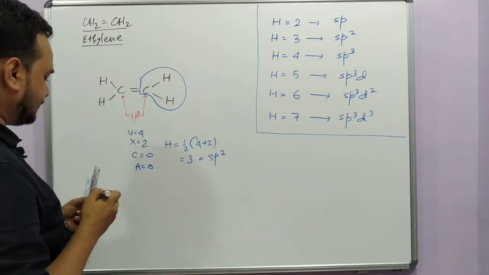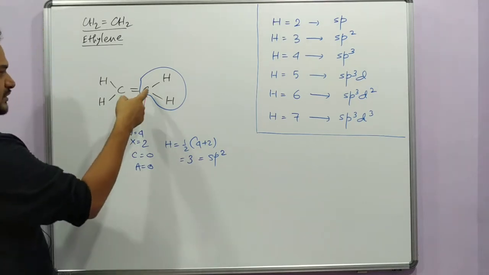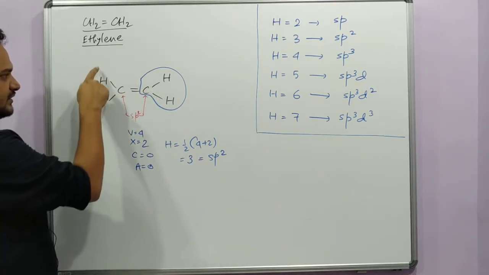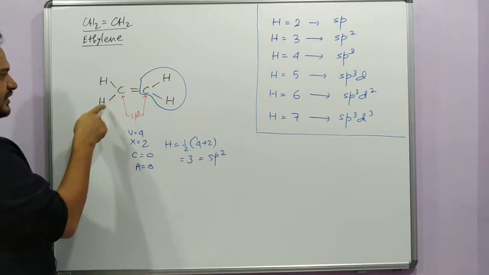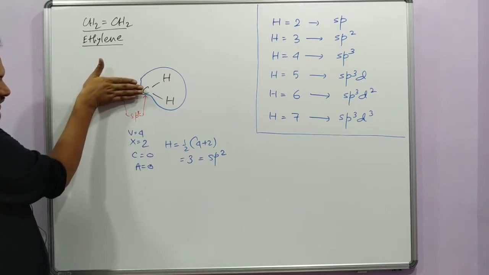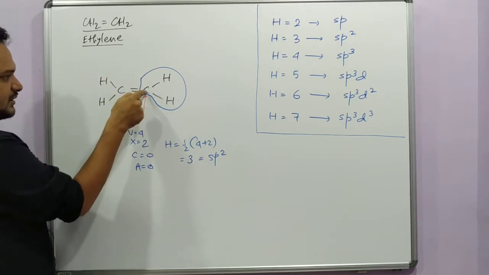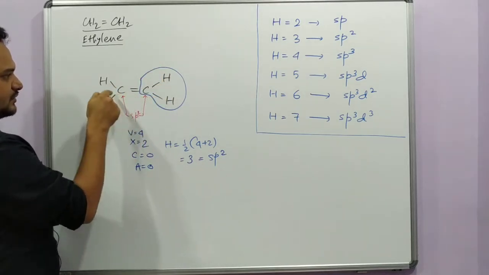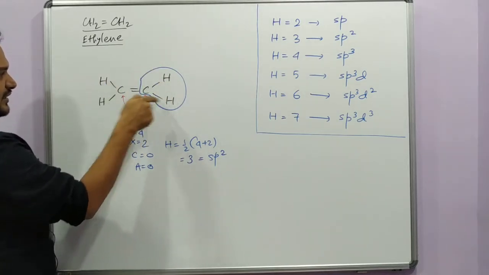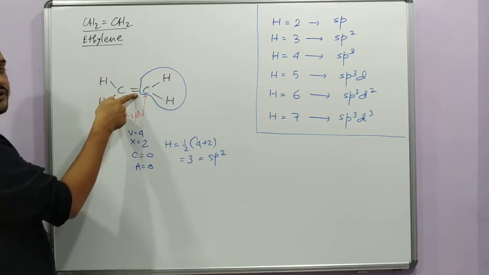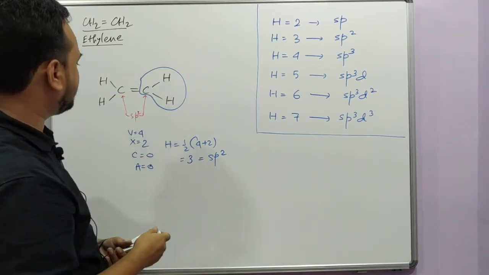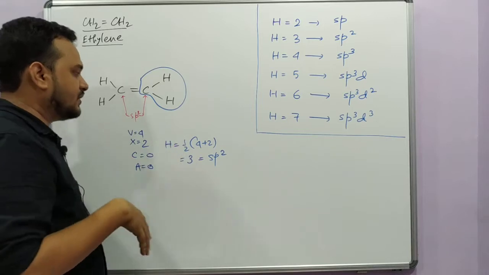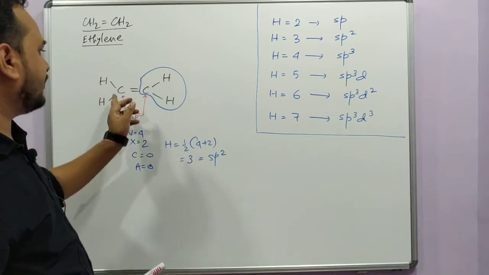Okay, and sp2 means trigonal planar. So this carbon and these 2 hydrogens, these 3 are at the 3 vertices of a triangle, giving this a trigonal planar geometry. For this carbon also, this carbon and these 2 hydrogens, these 3 are on the 3 vertices of a triangle, giving a trigonal planar geometry for this carbon also. So in this way, sp2 hybridization as well as trigonal planar geometry is satisfied for both these carbons.